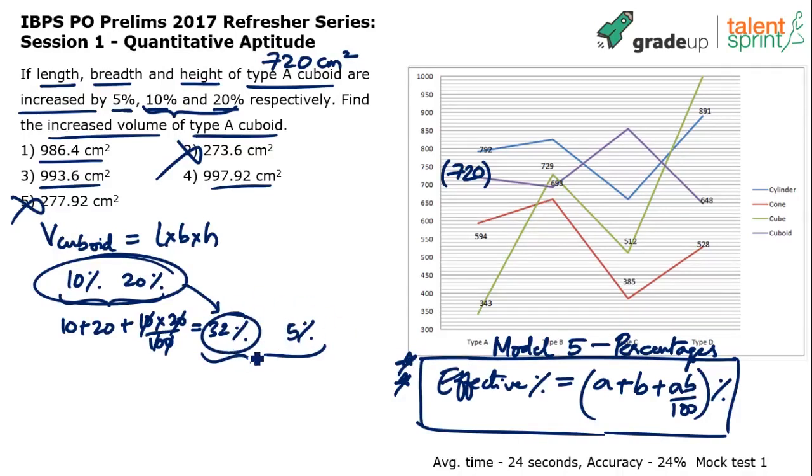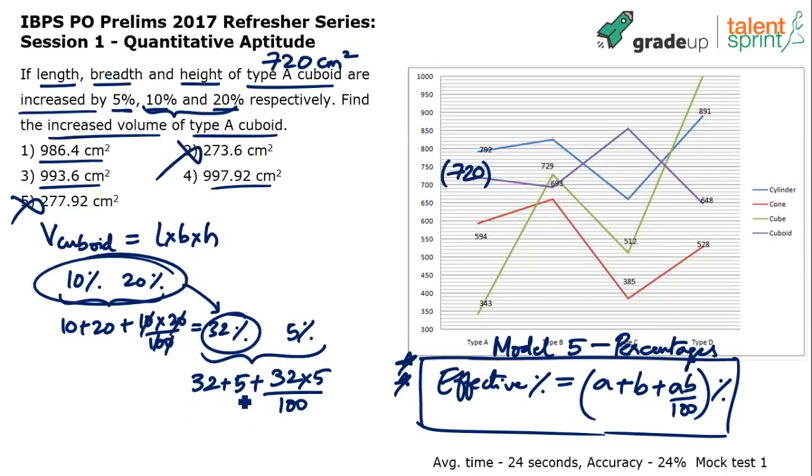So 32 and 5, apply the effective percentage formula. A plus B plus AB by 100. 32 plus 5 plus 32 into 5 by 100. And I think this is where smartness lies. If you do 10 and 20 effective change on paper, then you're not fit for the exam. This should not be put on paper in my view. 10 and 20 will give you 32. You should be able to do it mentally. 32 and 5 also you should be able to do mentally.